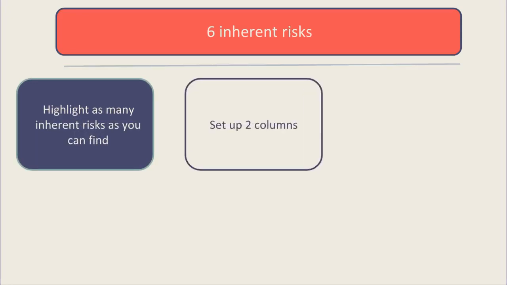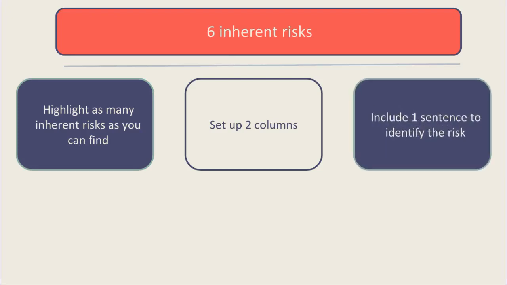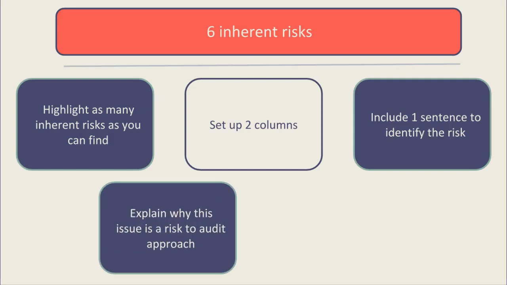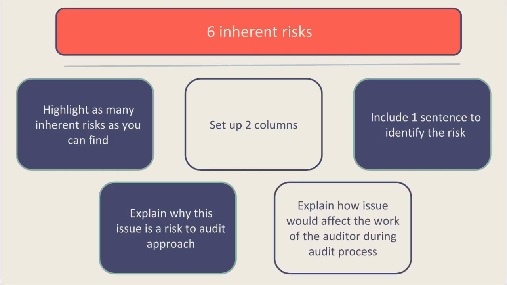Set up 2 columns, one headed Inherent Risk and the other Audit Approach. Include one sentence to identify the risk. Include at least another sentence beneath explaining why this is an issue and it's a risk to the audit opinion. On the other side, the second column, then include at least another sentence explaining how this issue would affect the work of the auditor during the audit process.